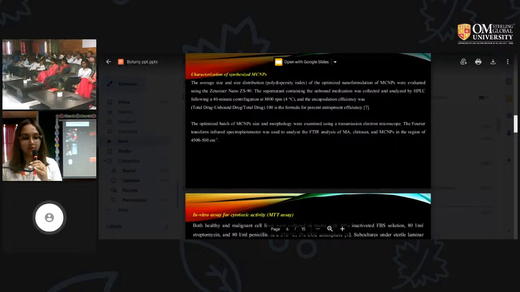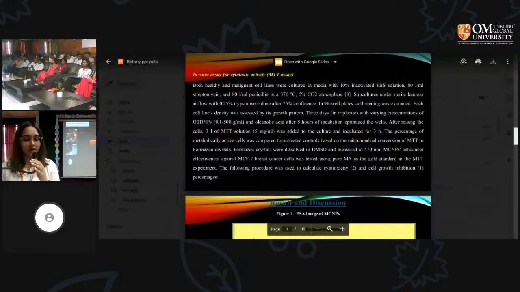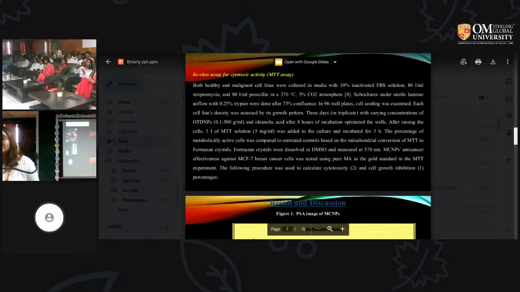The Fourier transform infrared spectrometer was used to analyze the FTIR of moronic acid, chitosan, and MCNPs in the region of 4500 to 500 centimeter inverse. In vitro assay of cytotoxic activity, MTT assay: both healthy and malignant cell lines were cultured in media with 10% inactivated FBS solution, 1 mg per ml streptomycin, and 100 units penicillin at 37 degrees Celsius. Ma'am, I'm sorry to interrupt. You have 2 more minutes to wind up.